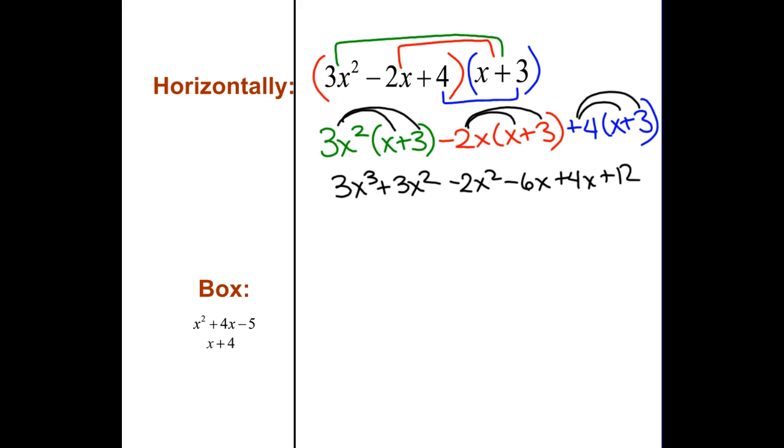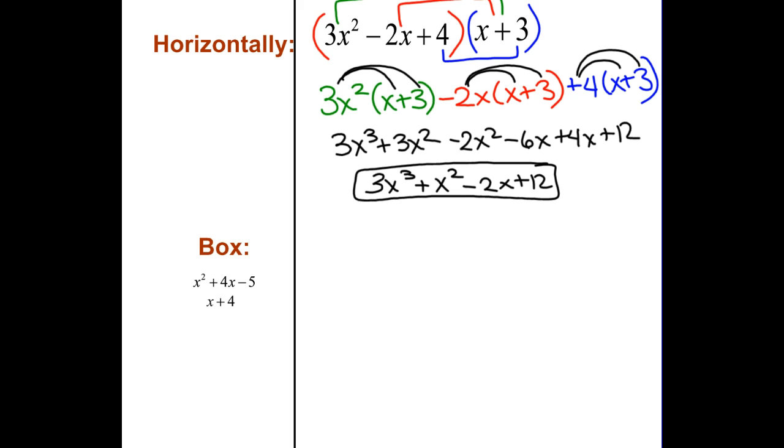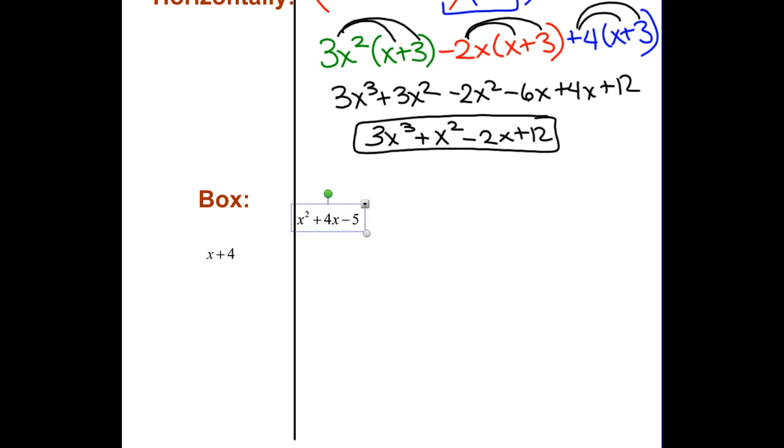Now we combine all of our like terms, so we get 3x cubed plus 7x squared minus 2x plus 12. Now that's how you would do it horizontally, and you can skip some steps in there. Some people can do that when they get good practice at it. I personally didn't want to do it at this one. Now let's do vertically.